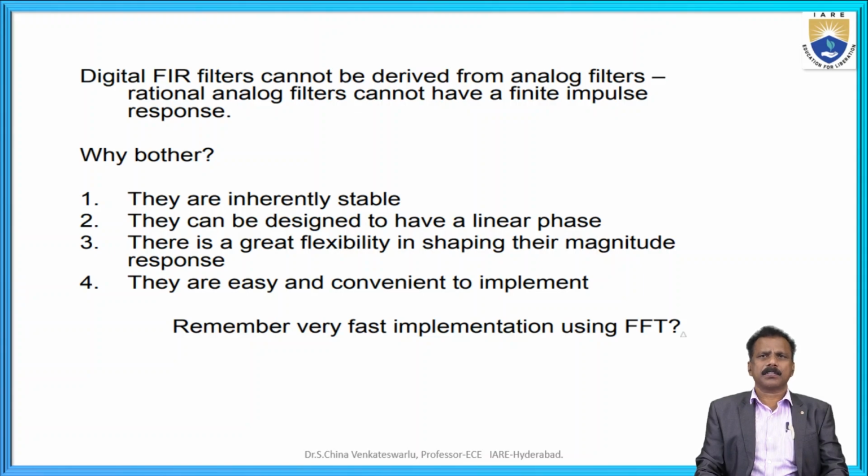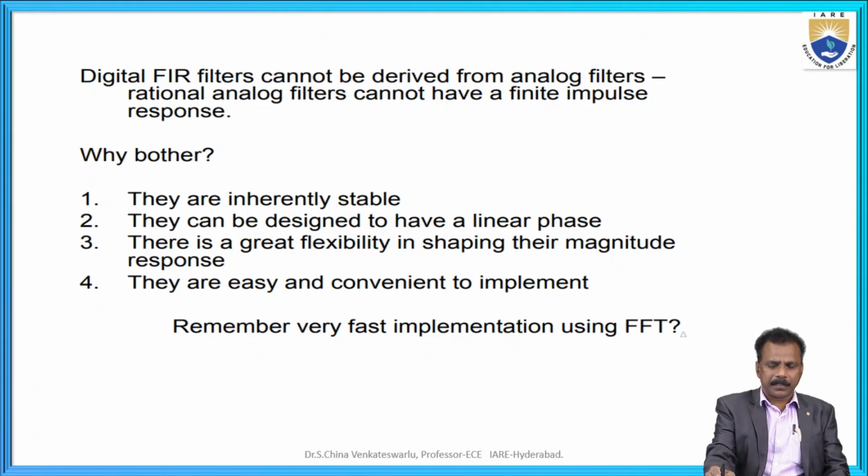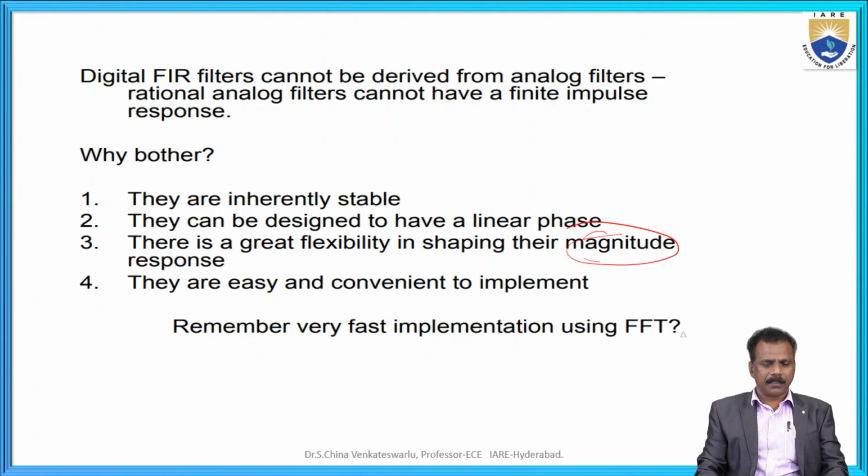digital finite impulse response filters cannot be derived from analog filters. Rational analog filters cannot have a finite impulse response. Why both? Because they are inherently stable. That's one aspect. The second one is they can be designed to have a linear phase. And the third one, there is great flexibility in shaping their magnitude response.